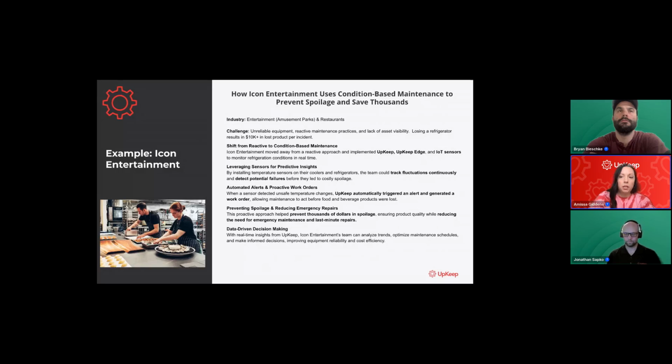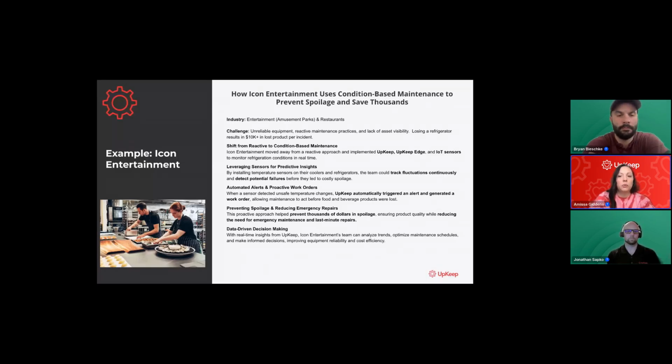So they went with Upkeep. They installed some sensors, and they started tracking their temperature fluctuations in real time. Instead of waiting for the refrigerator to fail and losing product, their team now gets instant automated alerts anytime the cooler starts to drift outside of what they have determined as their safe conditions.